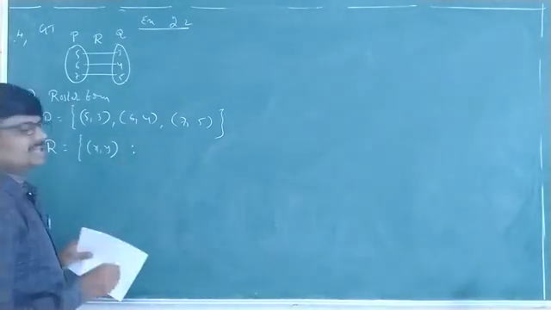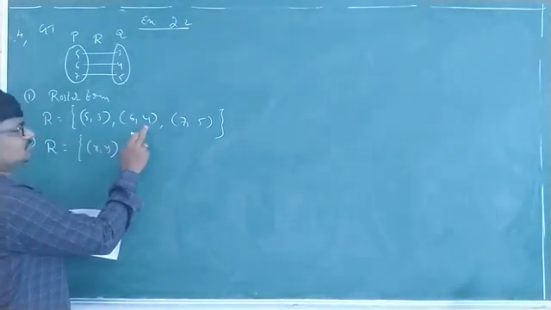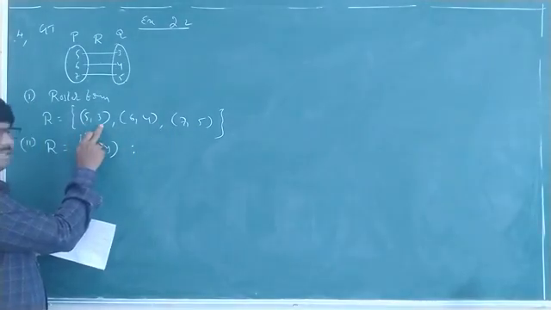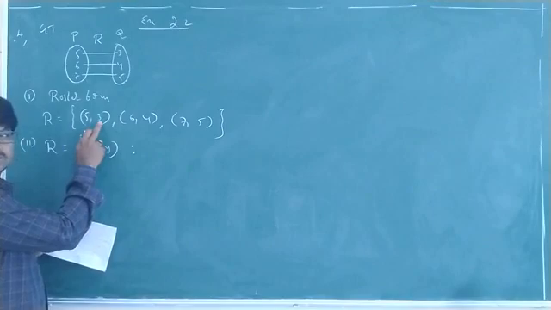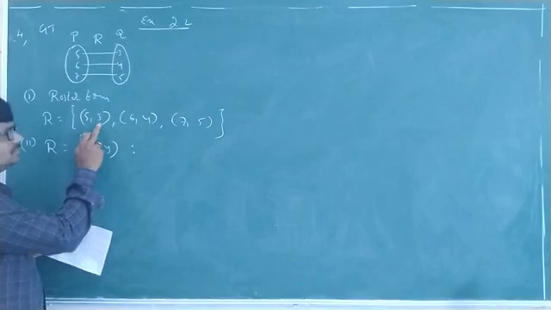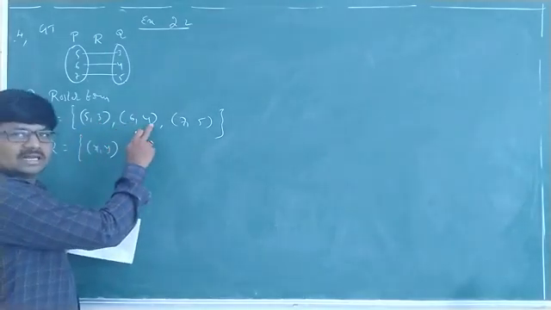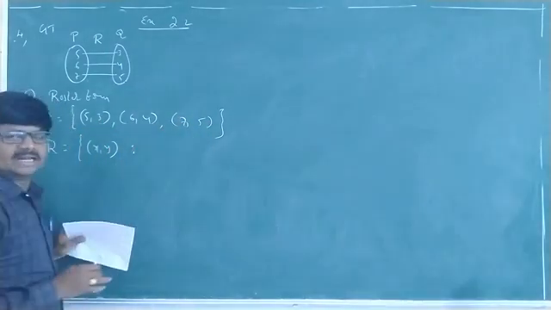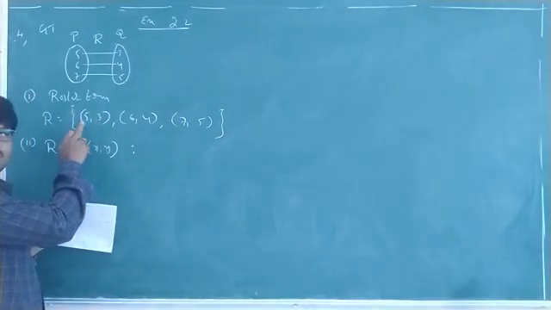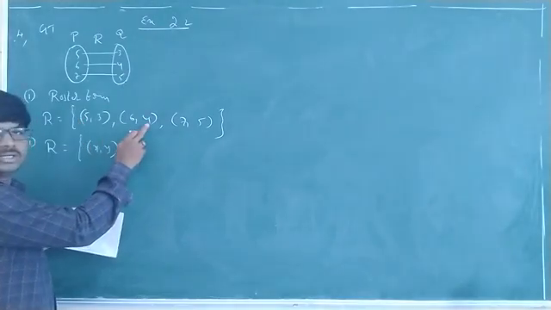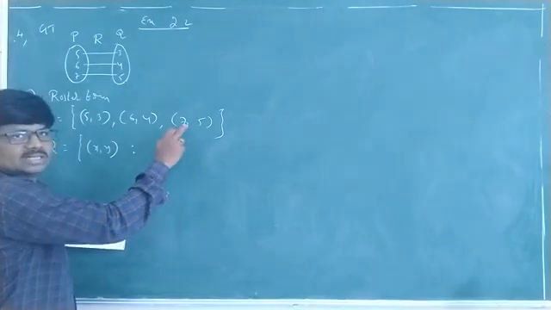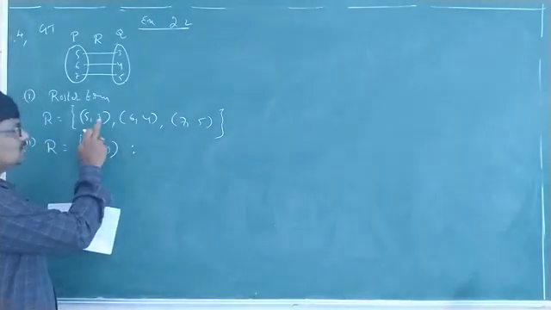Just observe here, which relation is there? It is 5 with 3. Is the first element 2 more than the second element, yes or no? Yes. Or else the second element is 2 less than the first element. Yes or no?